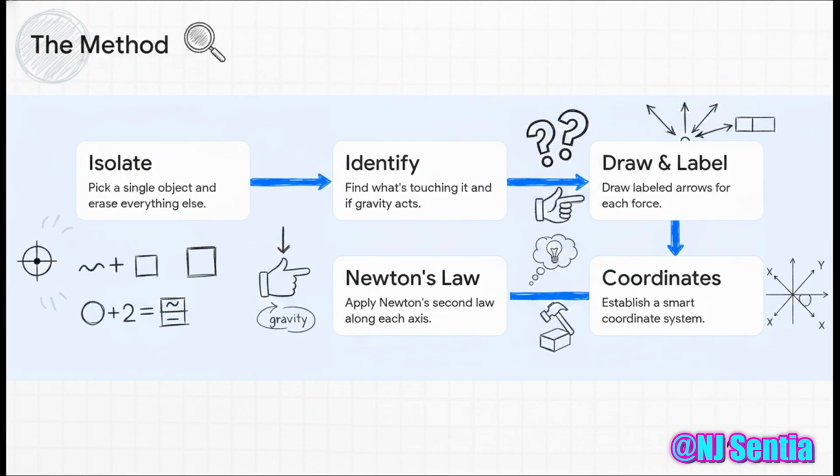Step 3 is drawing and labeling your arrows. Step 4, establish a smart coordinate system. You know, sometimes just tilting your X and Y axes makes the math infinitely easier. And finally, step 5, apply Newton's second law to actually solve your equations.